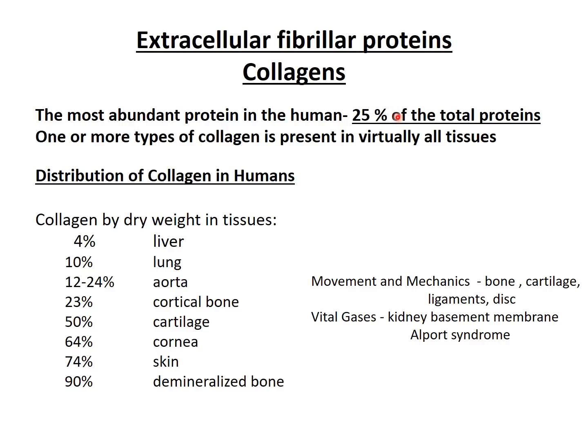Collagen is actually the most abundant protein in our body. Up to one quarter of the total proteins is a kind of collagen. I just brought it here for you as an example, and I will not hold you responsible for remembering these numbers. But if we take the dry weight of different tissues, then you see that we can go from 4% in the liver to 90% of the demineralized bone composed of collagen. So it's very important in every organ, every tissue, extracellular matrix to contain a kind of collagen.